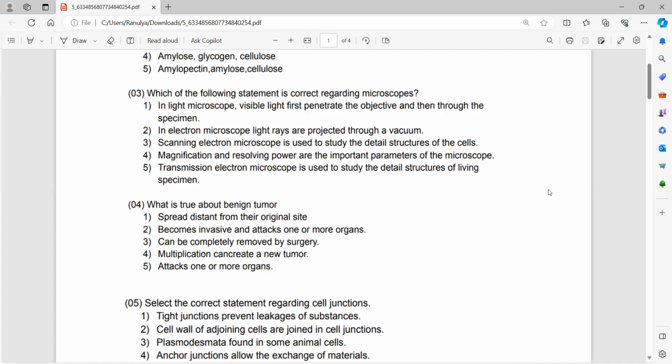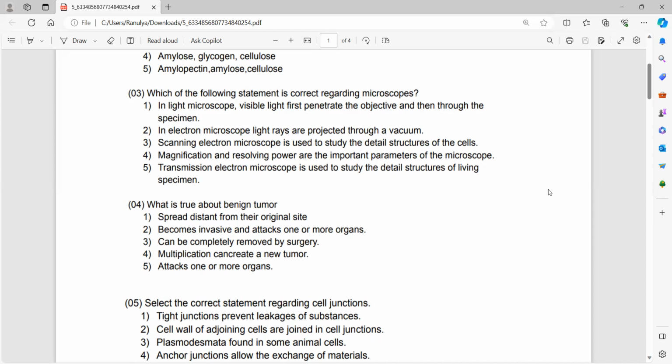Okay. Now, first one, in electron microscope, visible light first penetrates the objective and goes through the specimen. No, that is not the principle. What happens here is, first light from the object or the specimen on the slide passes through the objective lens. Light from the object first passes through the objective lens, right? And then it produces a magnified image. Then that magnified image acts as the object for the second lens, the eyepiece. So the light goes from the object to the objective lens, not from the objective lens to the specimen.